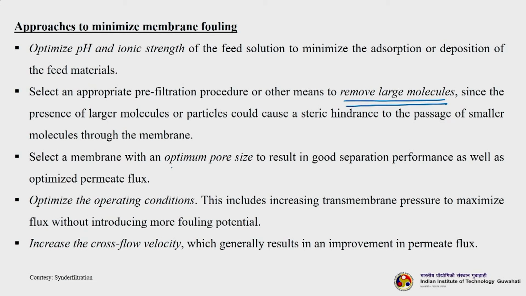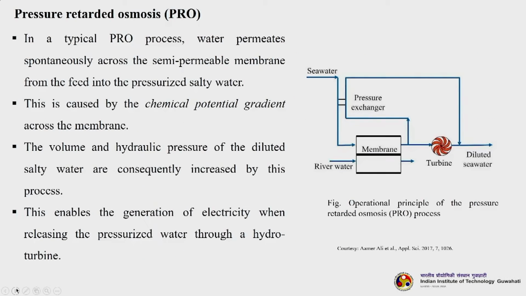Select a membrane with optimum pore size to result in good separation performance as well as optimized permeate flux. Then optimize the process and operating conditions. This includes the transmembrane pressure, to maximize the flux without introducing more fouling potential. I will increase the cross flow velocity. When the cross flow velocity is higher, it will wash away most of the deposition on the surface of the membrane, thereby reducing the concentration polarization.